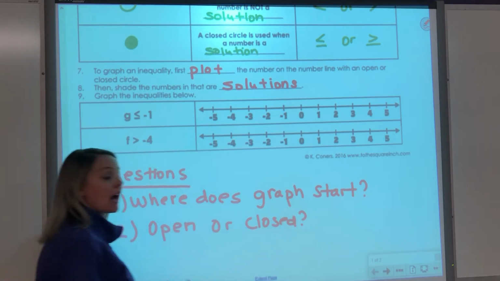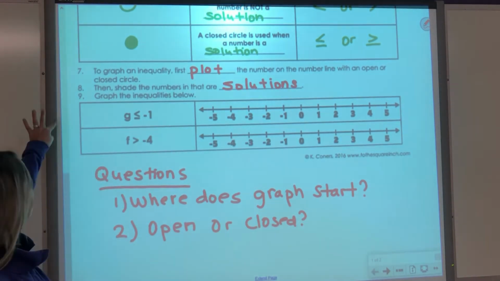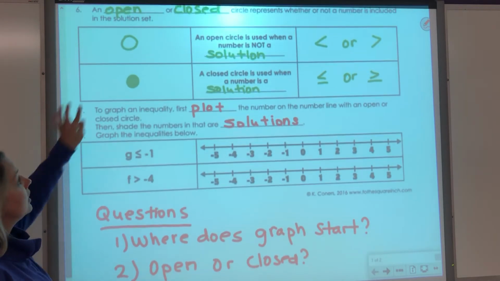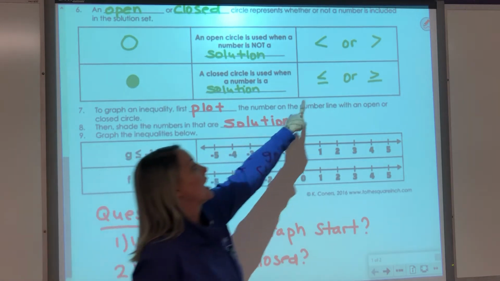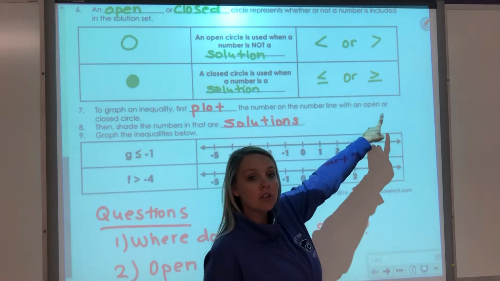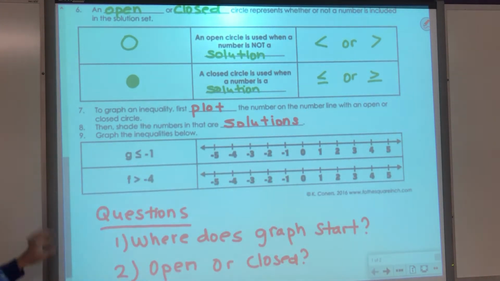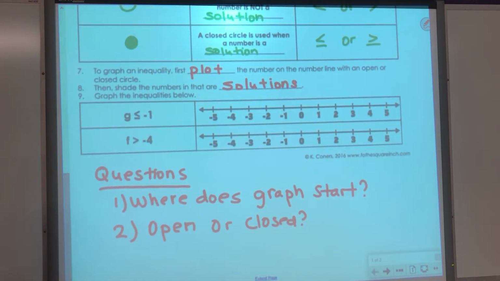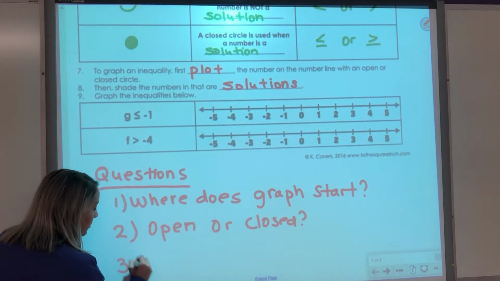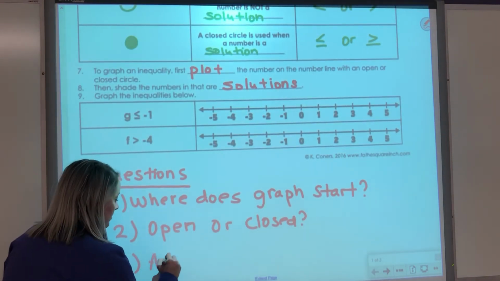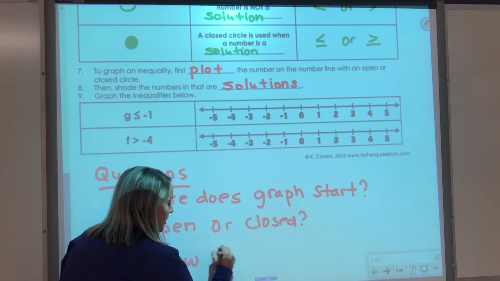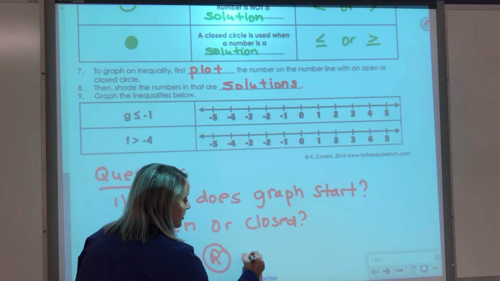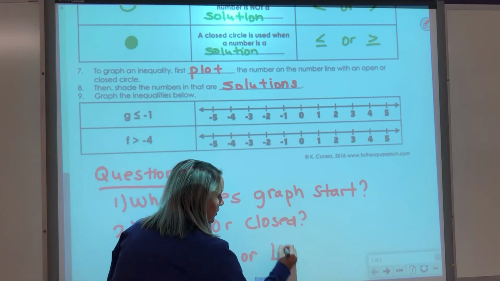Okay, so again, how are we going to determine that? We're going to look back up here. Less than or greater than, open circle. Less than or equal to, greater than or equal to, we're going to have a closed circle. And the last question that we're going to ask, which way does our arrow go? Is our arrow going to go to the right, or is it going to go to the left?